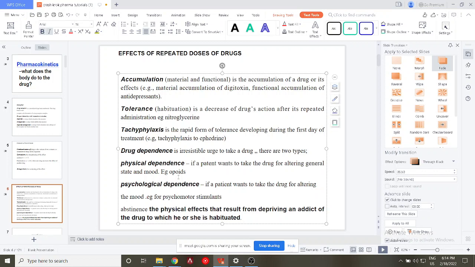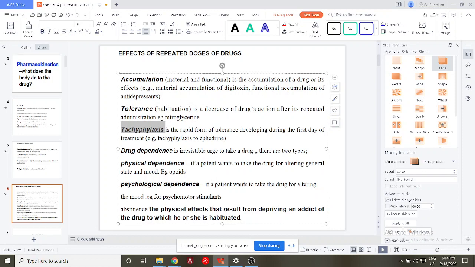But for psychological dependence, there's nothing wrong with you physically. You just want to take the drug to make you feel better. That's psychological dependence. So take note of the difference between physical and psychological, and also take note of the difference in tolerance and tachyphylaxis. So the next one is abstinence.